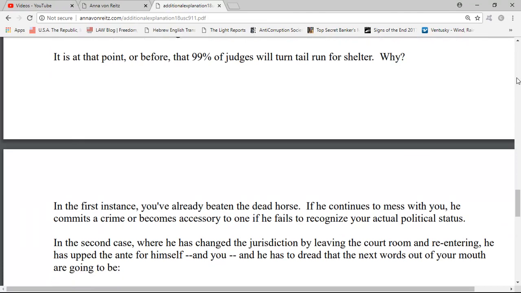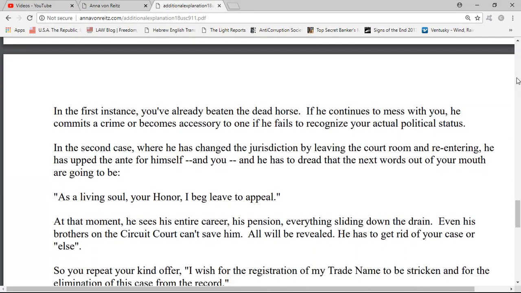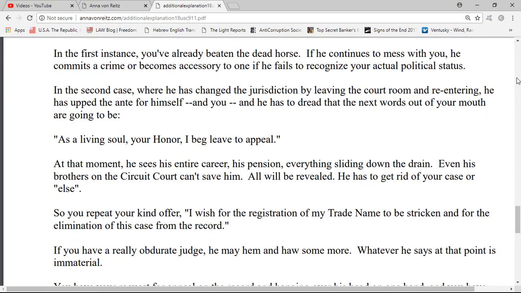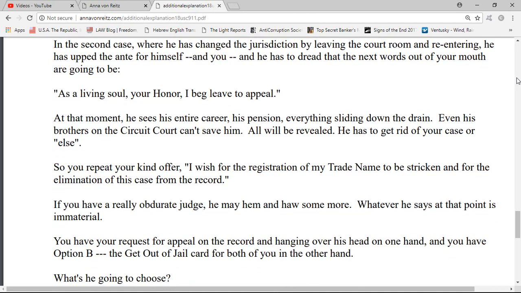It is at that point, on or before that, 99% of judges will turn tail and run for shelter. Why? In the first instance, you've already beaten the dead horse. If he continues to mess with you, he commits a crime or becomes an accessory to one if he fails to recognize your actual political status.